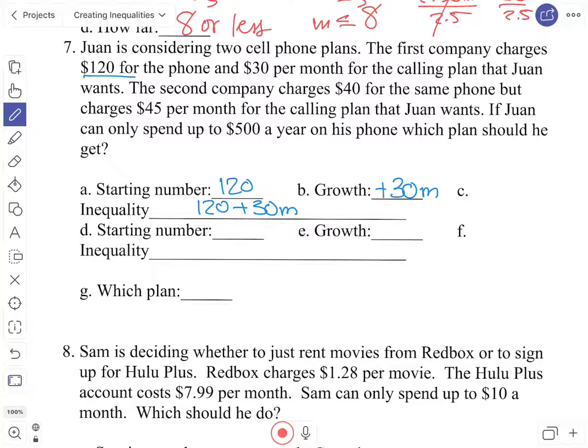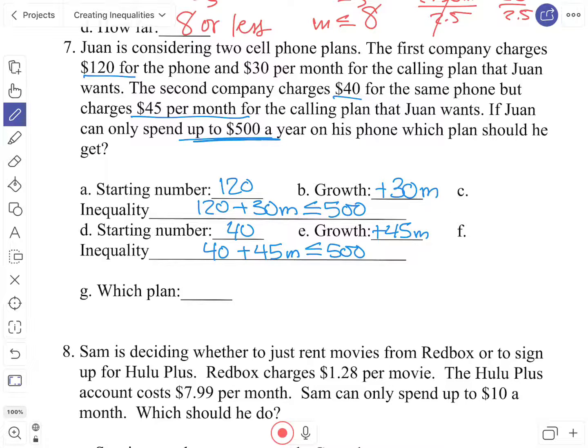Now the second company charges $40 for the same phone, so much less for the phone. It charges $45 per month. So $45 times how many months, added to the 40. So that's where we get our expression right there. Now, if he can only spend up to $500 a year, which should he get? So these want to be less than or equal to 500.